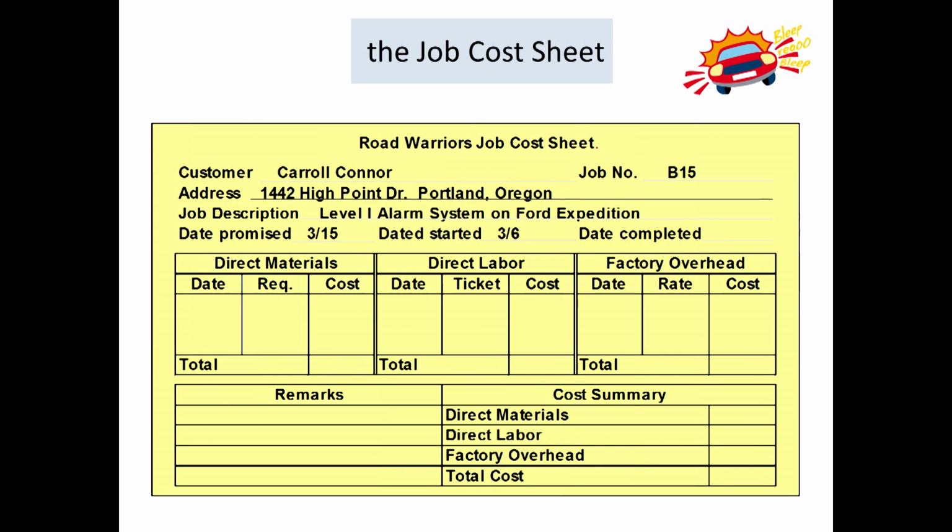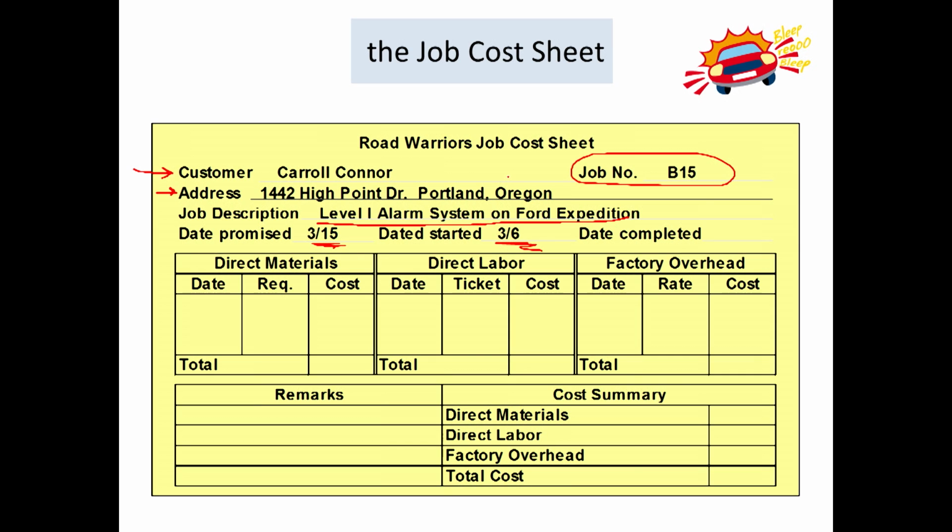This is the job cost sheet. Let's say we have a specific customer, Carol Connor, and this is where he lives. And we are going to install a level 1 alarm system onto his Ford Expedition. We assign a job number to it. This is job B15, B15. Okay? This is the date we started it, and this is the date we promised it to him.